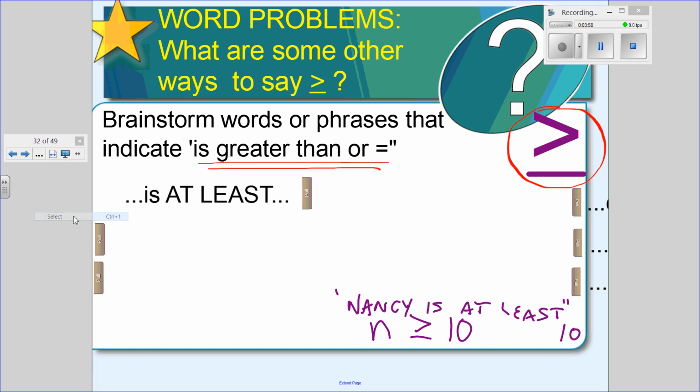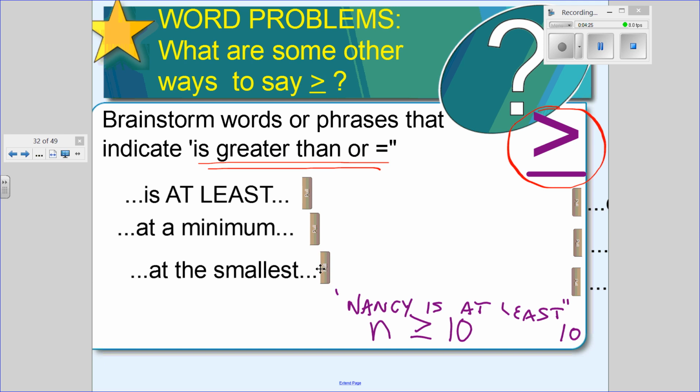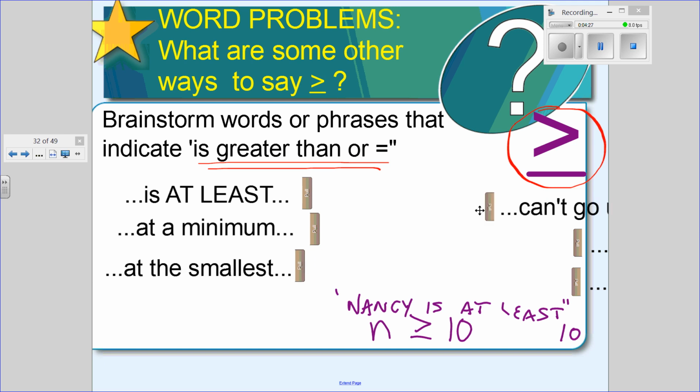Another way to represent the is greater than or equal to sign would be at a minimum. You need, at a minimum, a 2.5 GPA to remain on the Duke lacrosse team. You could have a 2.5 GPA, but you would need to be greater than that. And I just made that up, of course. Don't go Googling something I say. That was just an arbitrary statement. At the smallest is another way of saying is greater than or equal to. Can't go under.